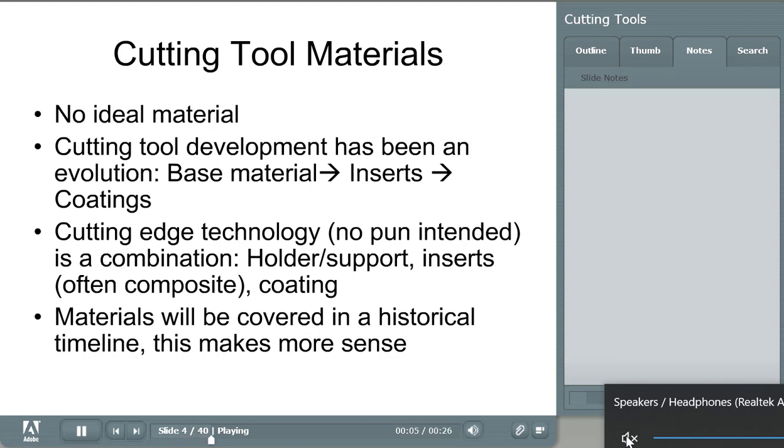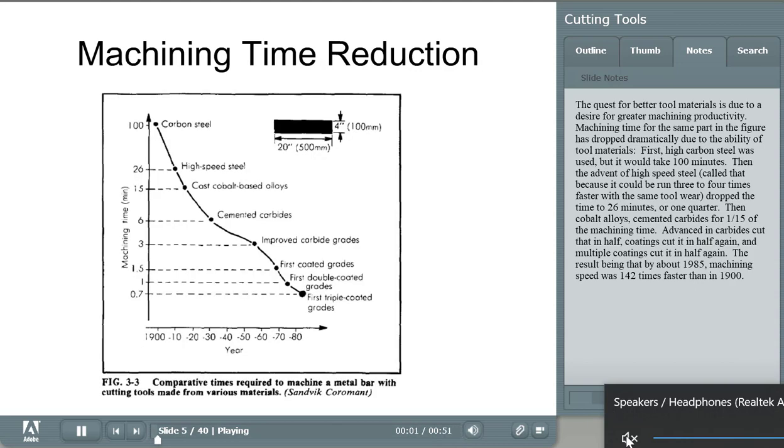Cutting tool development has been an evolution, first with base materials, then with inserts, and currently with coatings. Cutting-edge technology, no pun intended, is a combination of holders and supports, inserts that are often composite, and coatings. Materials will be covered in a historical timeline as this makes more sense. Machining time reduction. The quest for better tool materials is due to a desire for greater machining productivity.